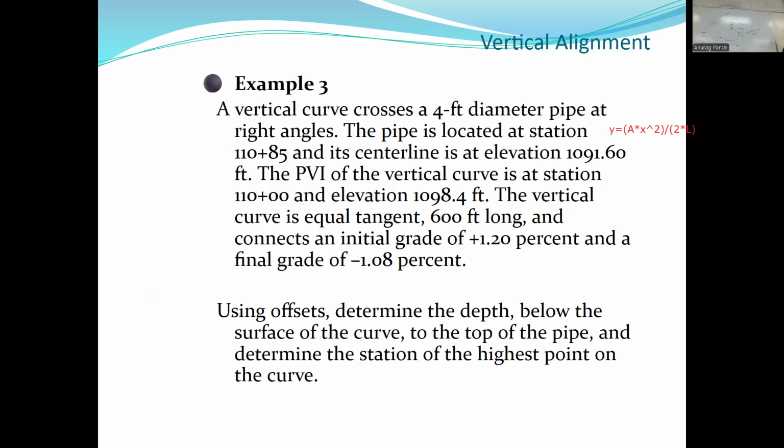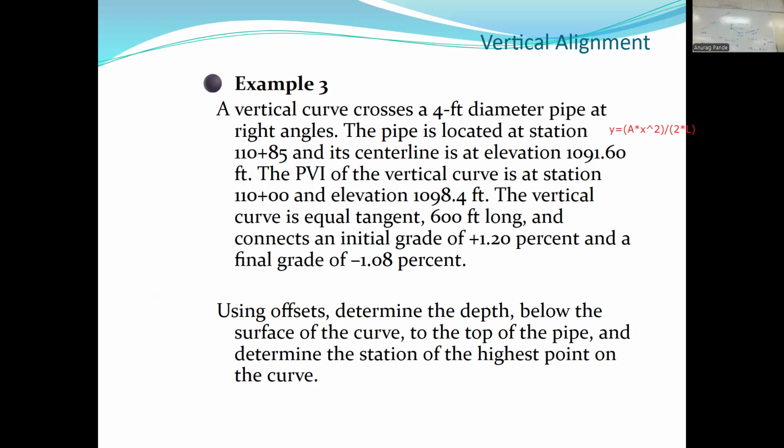So the elevation of PVT in this problem is going to be 1098.4 plus negative 1.08 over 100 times 300. Does that make sense to everybody? How am I finding the elevation of PVI? That will be 1098.4 minus, if I did the math correctly, 3.24.